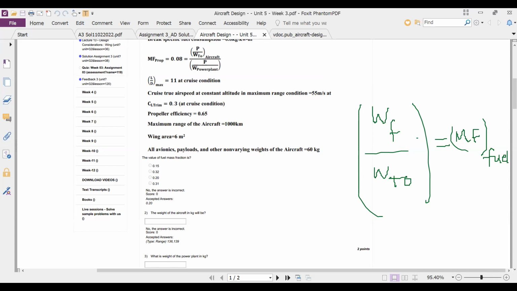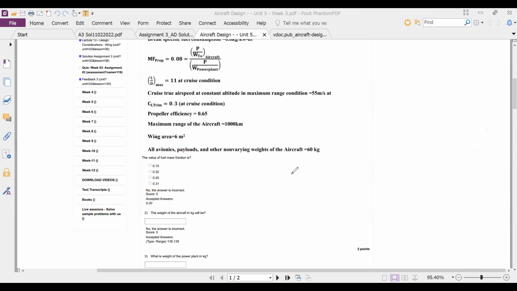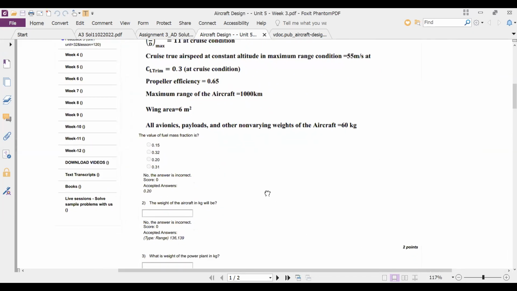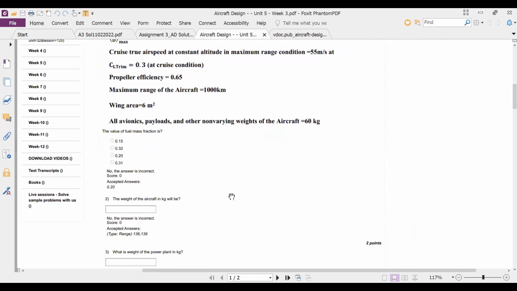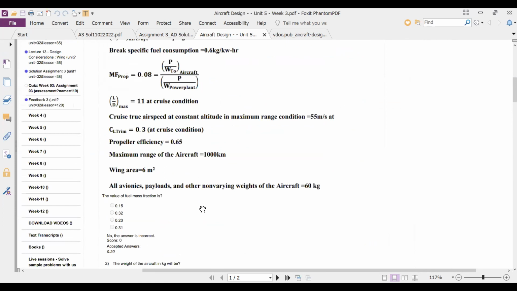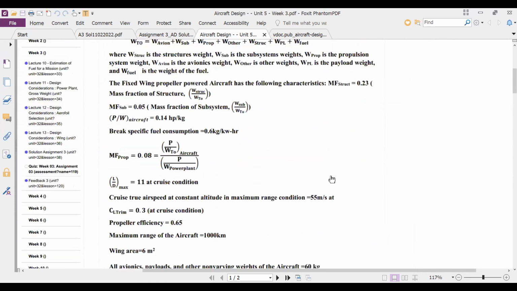Okay. So we will clear all drawings. Yeah. Now the third question is, what is the weight of the power plant in kg? Let me zoom in a little bit. Third question is, what is the weight of the power plant in kg? Try to compute this with, maybe the second answer will be used probably. And remember the question is, what is the weight of the power plant? And I'll show you the question again so that you don't miss.